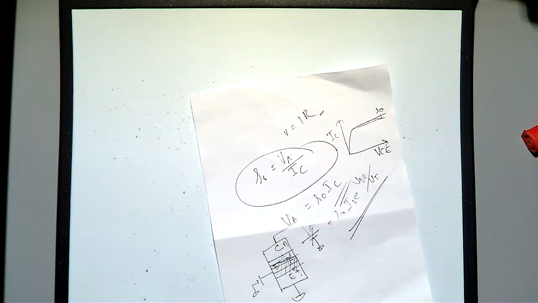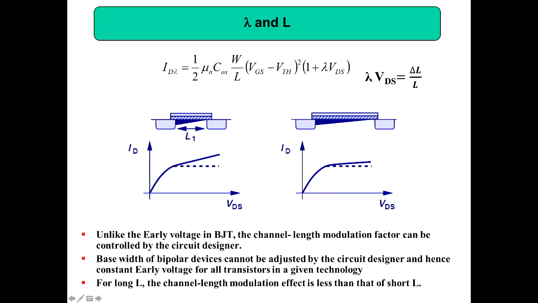But in the case of channel length modulation, the good news is, if you look at the equation, lambda VDS equals delta L by L. By varying L, you can directly control the channel length modulation. Because L, who is deciding L? The length of the channel, you are designing.